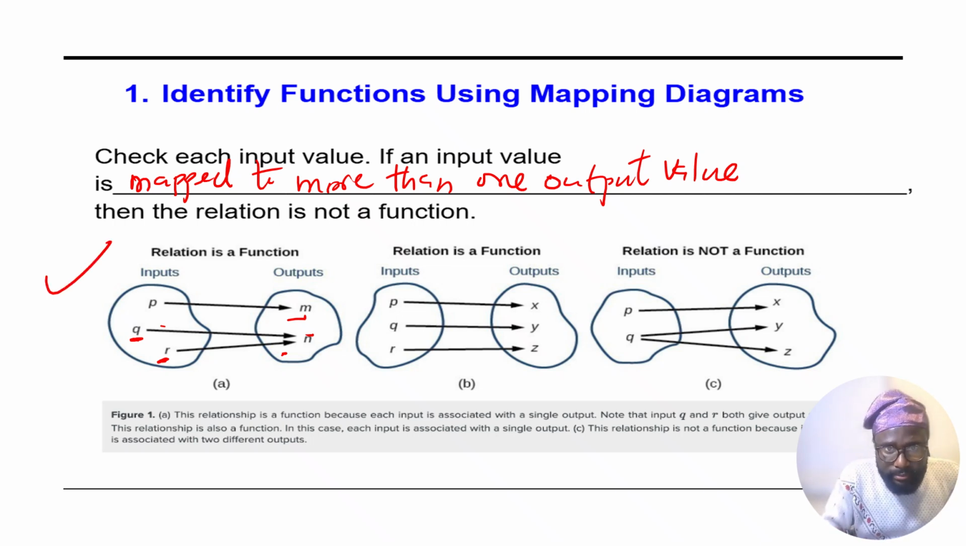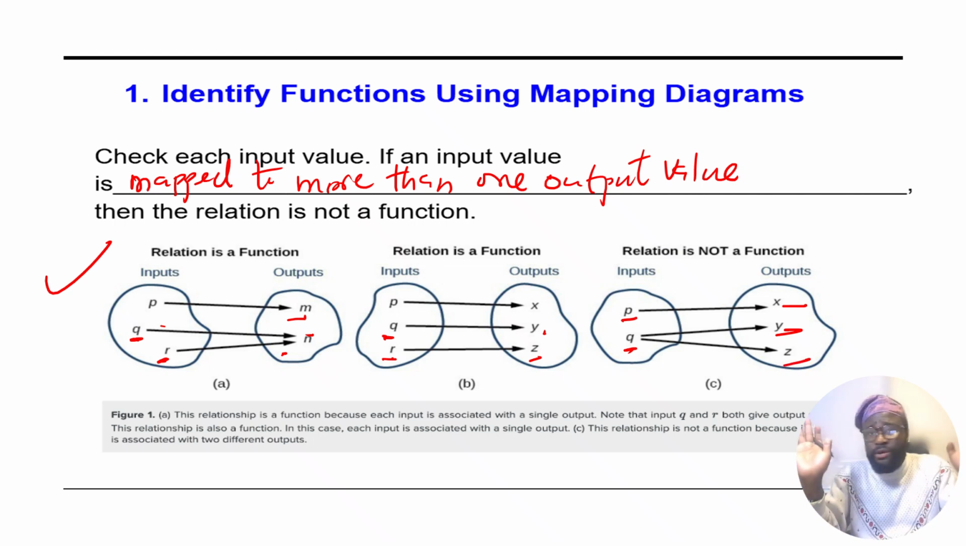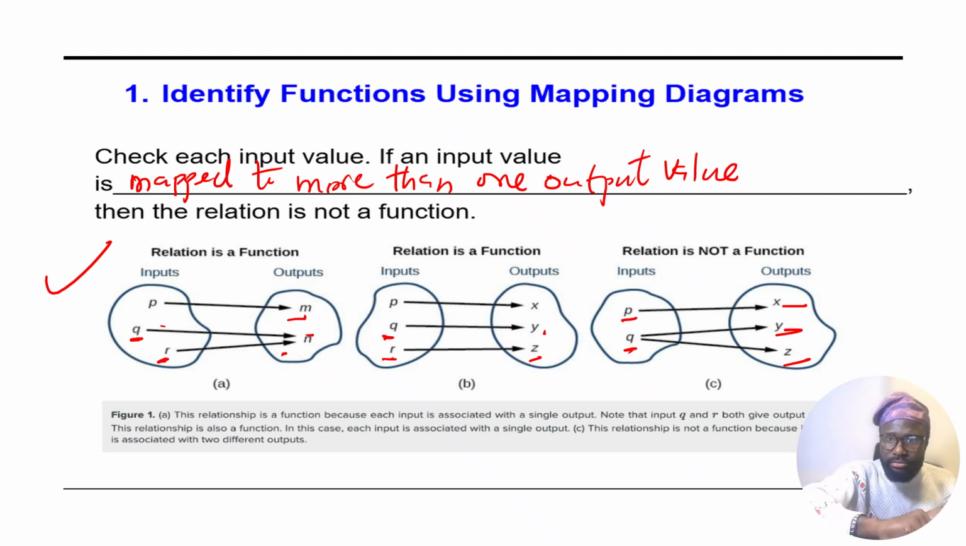Look at this also. P is matched to X. Q matched to Y. Then R matched to Z. It's a function. Good. But look at the last one. You have P matched to X. Q, which is an input value, matched to Y. The same Q, which is an input value, matched to Z. Then it's not a function, because you have an input value matching to more than one output value. There should be a unique output value for an input value. So this third one, it's not a function.